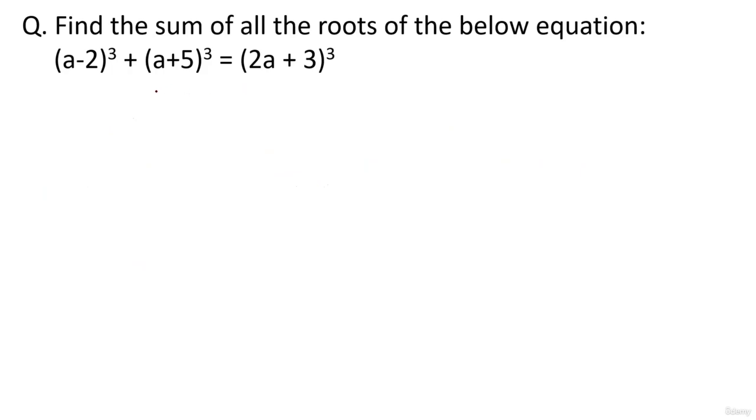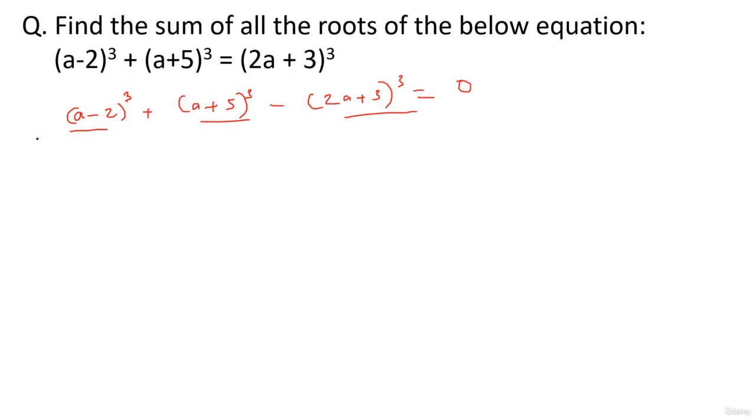All right. So the next question is actually the previous question we solved. Find the sum of the roots of the below equation: (a minus 2) the whole cube, plus (a plus 5) the whole cube, minus (2a plus 3) the whole cube, is equal to 0. Now what we'll do is we'll find the first two terms of all these expansions here.